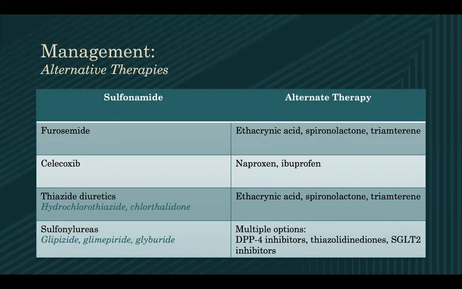So ethacrynic acid, spironolactone, or triamterene could replace furosemide or thiazide diuretic in therapy. Naproxen or ibuprofen could be used in place of celecoxib. And then there are multiple options to replace sulfonylureas, including DPP-4 inhibitors, thiazolidinediones, or SGLT2 inhibitors.